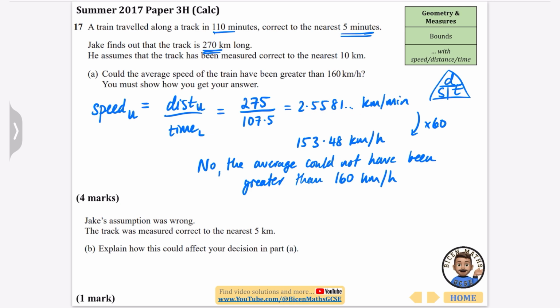So explain how this could affect your decision in part A. It would actually reduce the speed. It would reduce the speed further. It would reduce the upper of the speed even more. So the decision is the same.